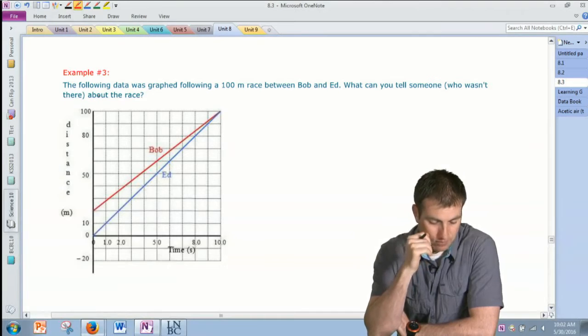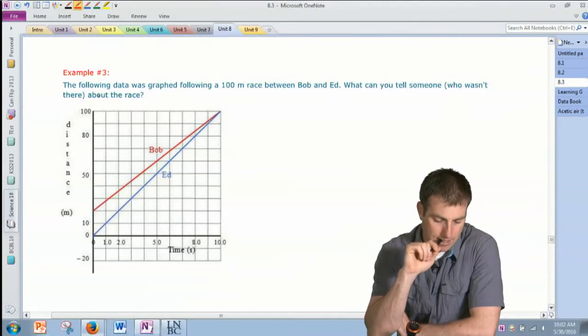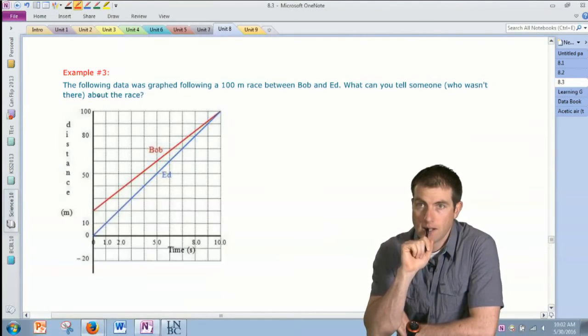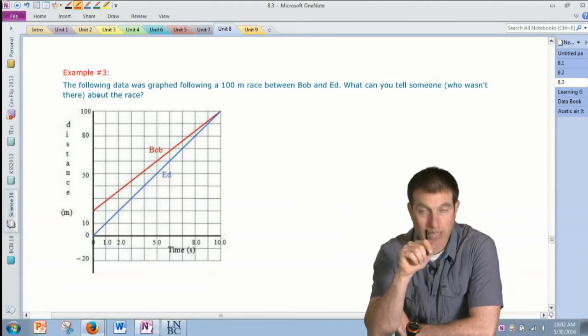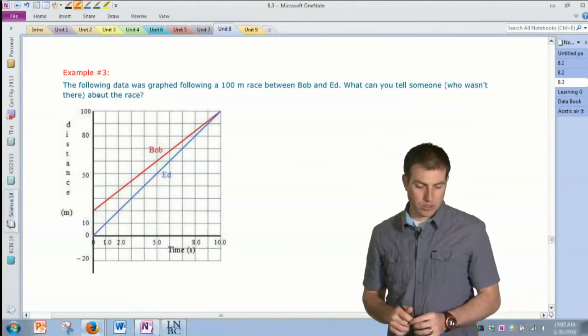Who thinks Bob won the race? We have one vote for Ed, and Ed's catching up to Bob. We'll get to what that means in a second here, Taylor, because that's super important.